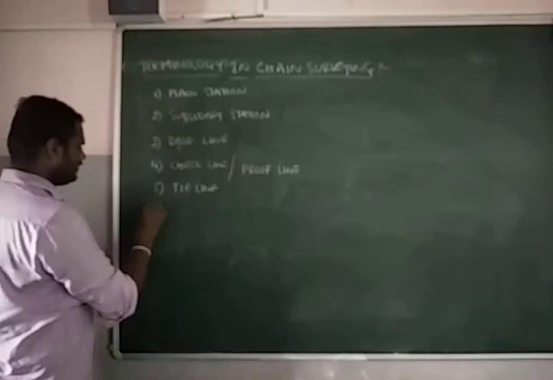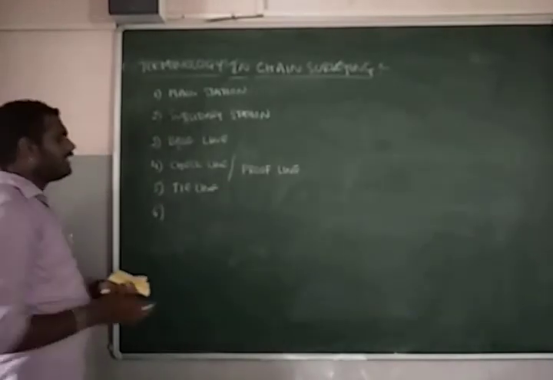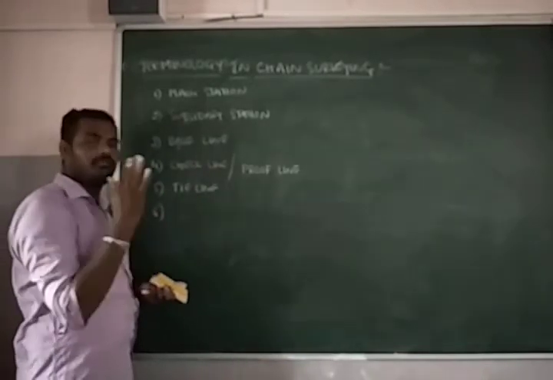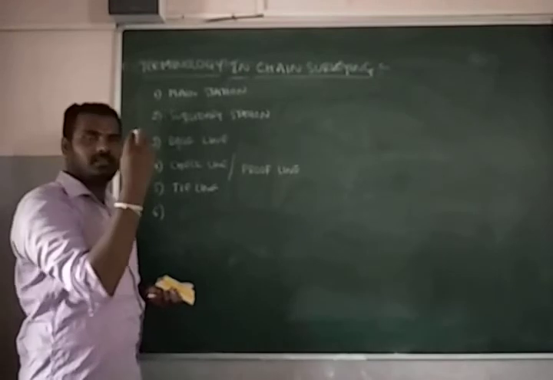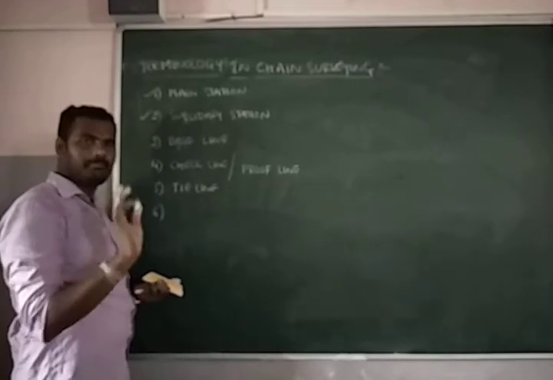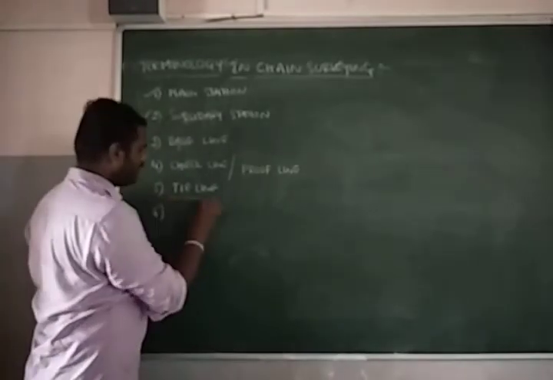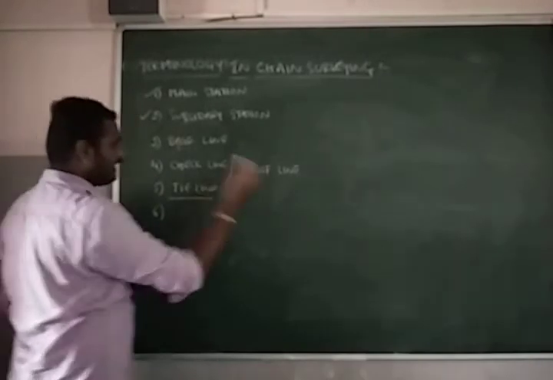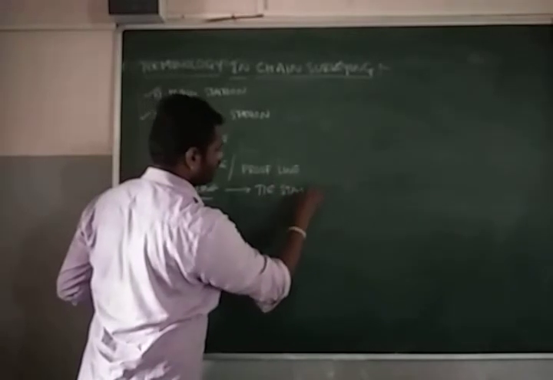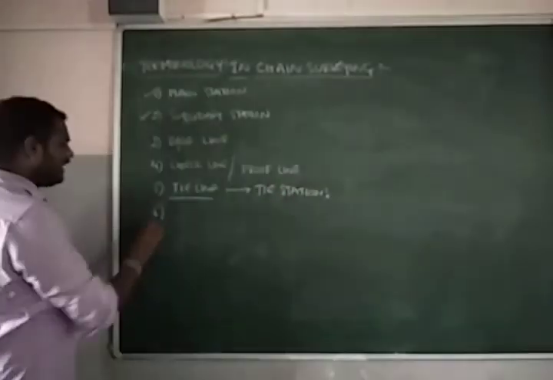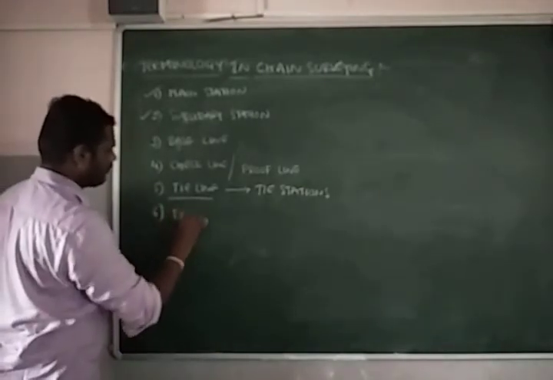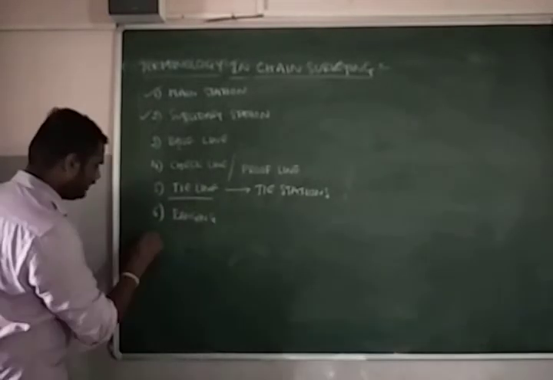Tie line. When we talk about tie lines, we can establish some new stations. In most cases in chain surveying, we mainly discuss two stations: first, main station, and second, subsidiary station. But when we talk about the tie line, we will have one special station, that is the tie station. And next, we have another terminology, that is ranging, then offset.